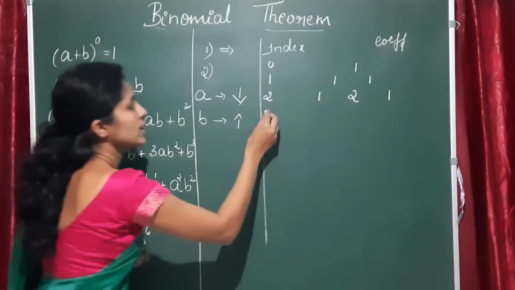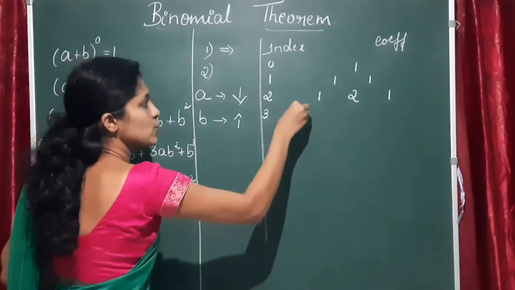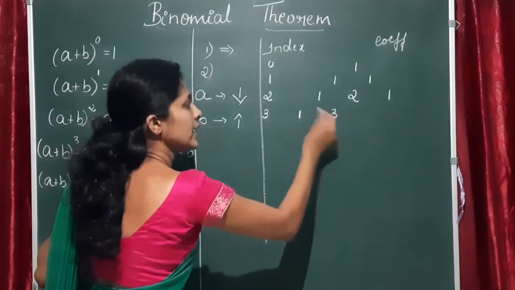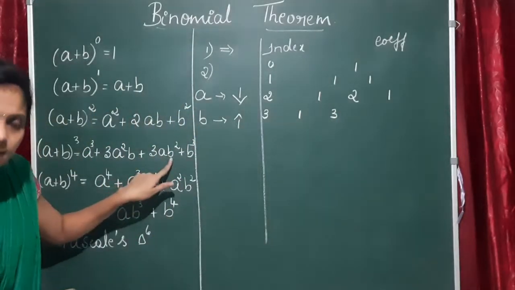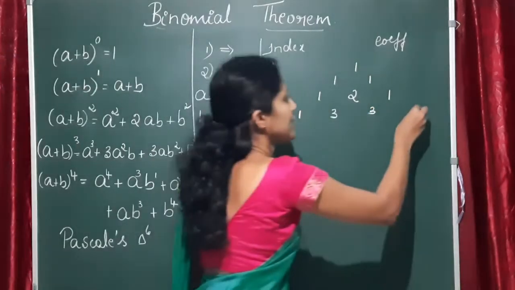Now cube. What are the coefficients now? A cube coefficient is 1. Agree? A square B coefficient is 3. Right? AB square coefficient is 3. And B cube coefficient is 1.